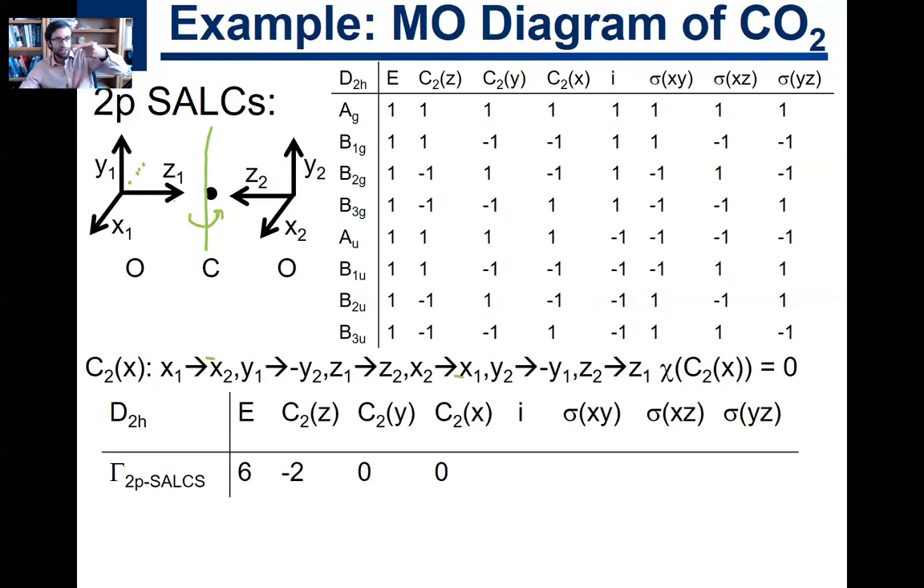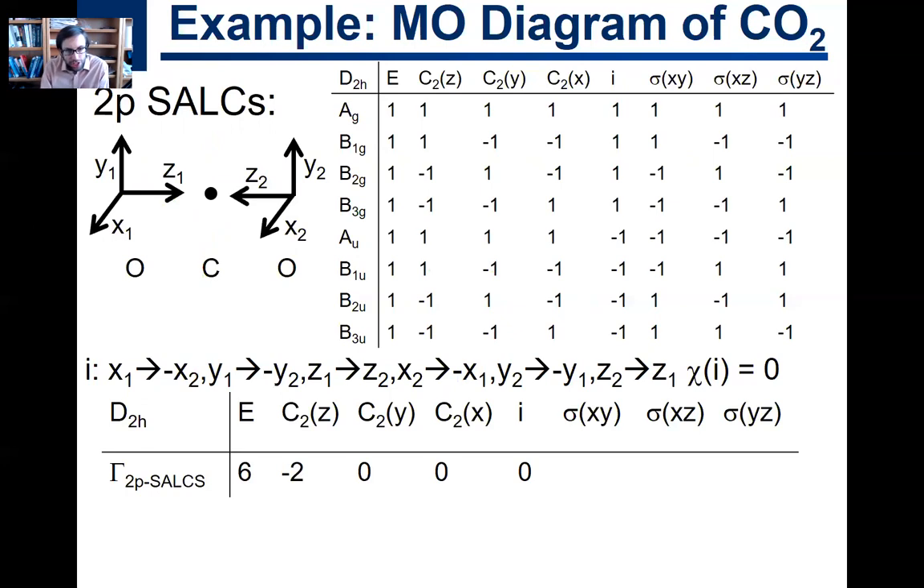Z1 got spun to Z2, and Z2 got spun to Z1. So they all change, and that's going to get you a 0, right? They all change into some other vector or a negative of some other vector. There's not going to be any ones or negative ones on the diagonal of your matrix, and so you're going to get 0. Inversion, same thing as before, actually, exact same thing as with D infinity h.